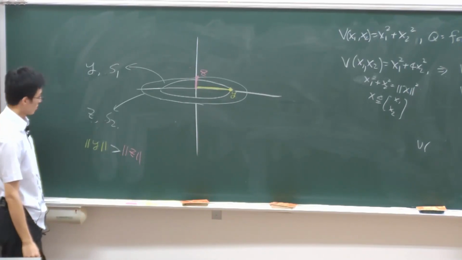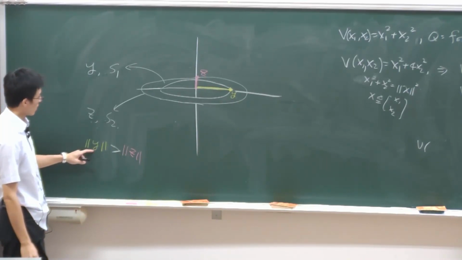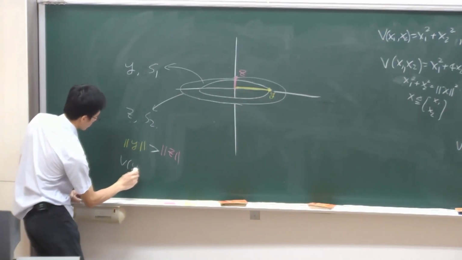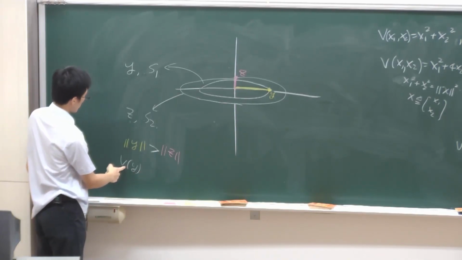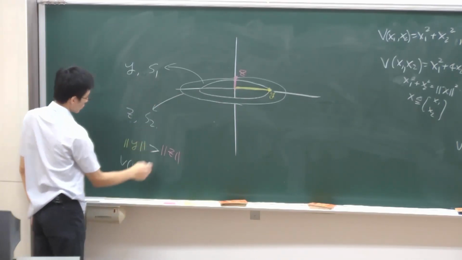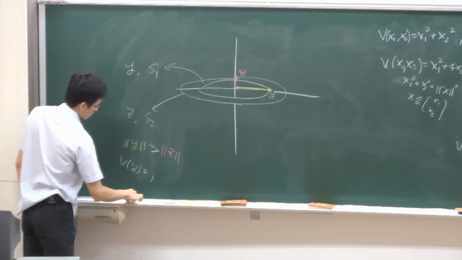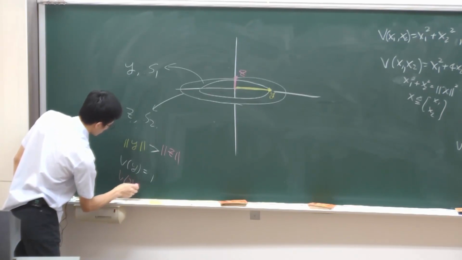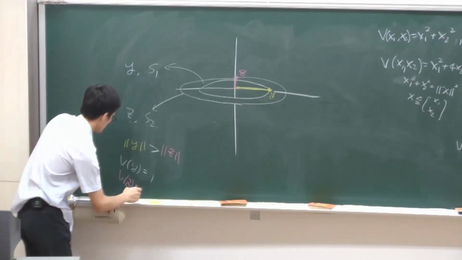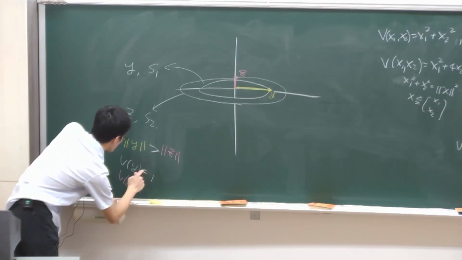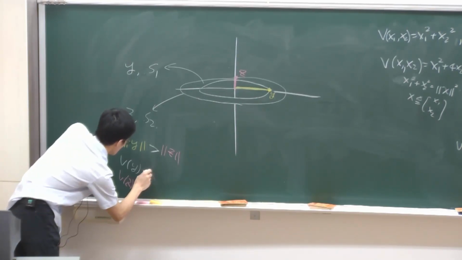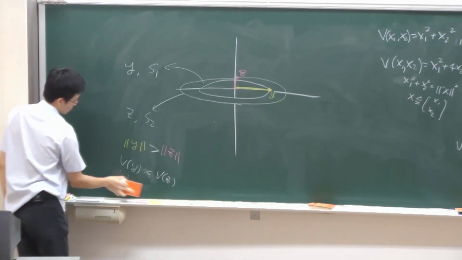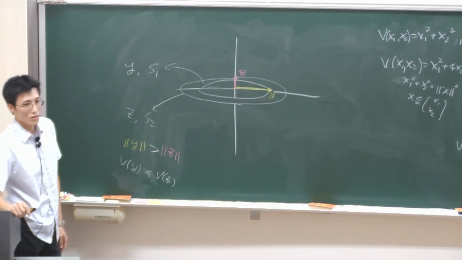Right? But what's the V value if you evaluate at this point? What's the V value of this? What's V of Y? V of Y, any point in this set, is equal to 1, right? Because S1. But the V value of Z is 2, right? So the V value of Y is smaller. Okay, why do I talk about this?